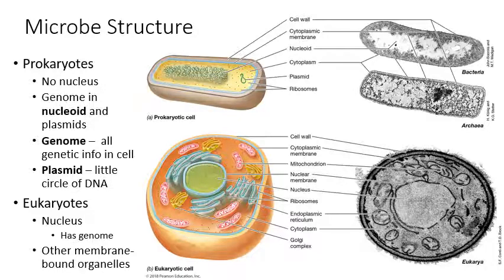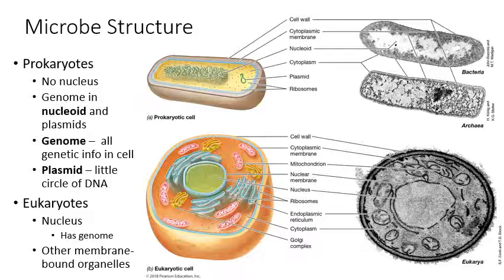So microbes are either prokaryotes or eukaryotes. A prokaryote is a cell that does not have a nucleus. It's actually defined as not having a nucleus. Prokaryote literally means before a nucleus. And the nucleus is where a cell would normally be keeping its DNA or its genome, all of the DNA that it has, or all of the genetic information that it has.